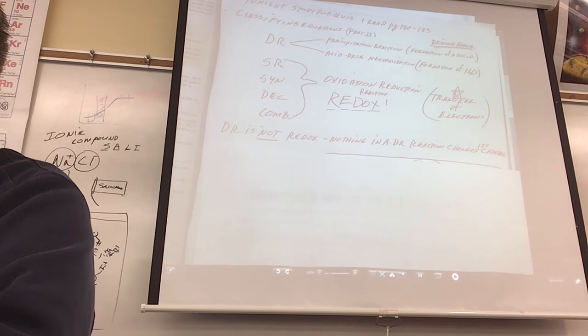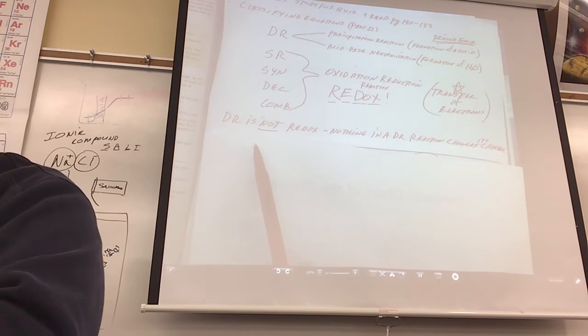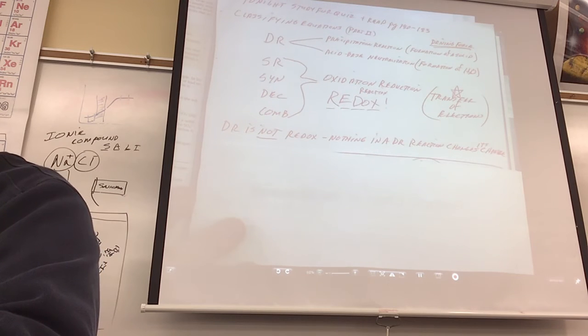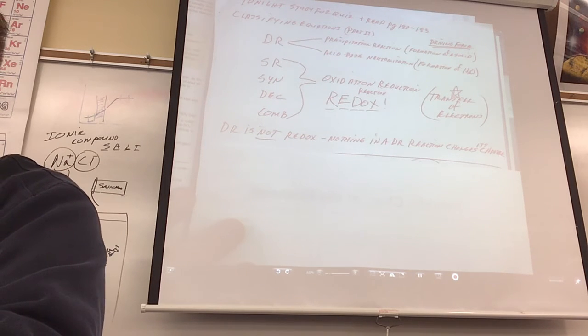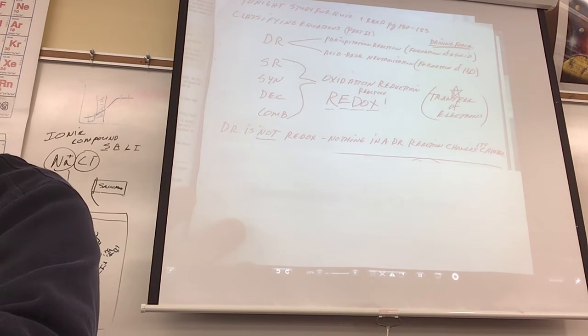But what if you gain negative electrons? You're going to turn into something negative. That never happens in double replacement. Every double replacement reaction you just did, nobody changed their charge at all, did they? That tells me that's not the driving force for double replacement. But what is the driving force?